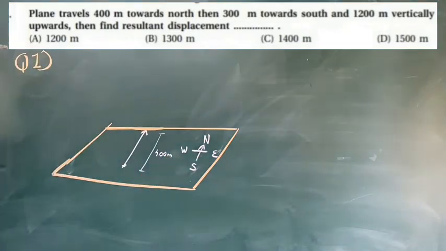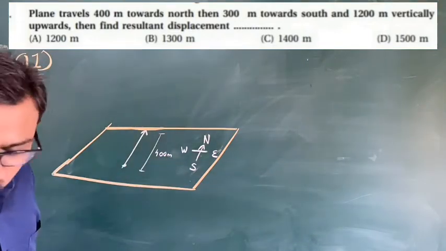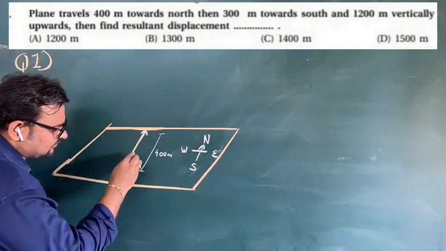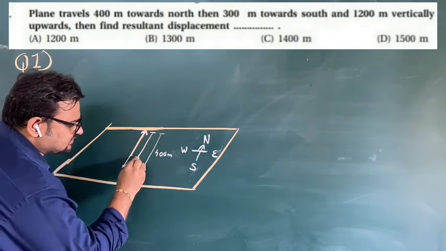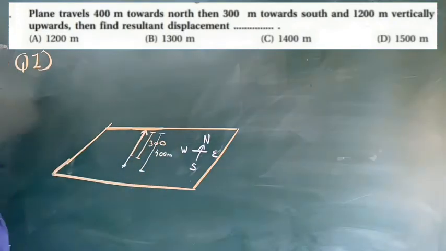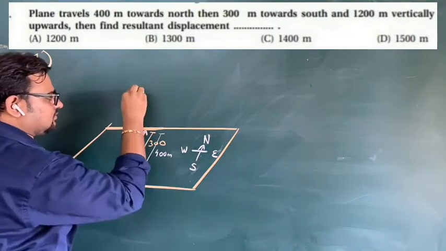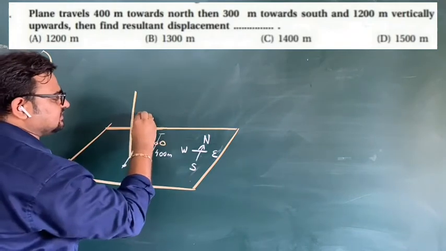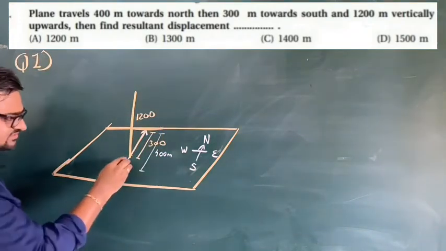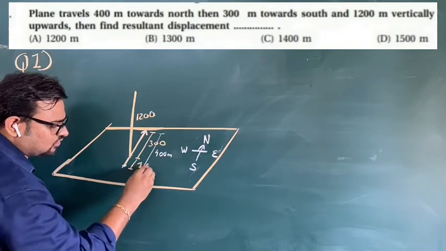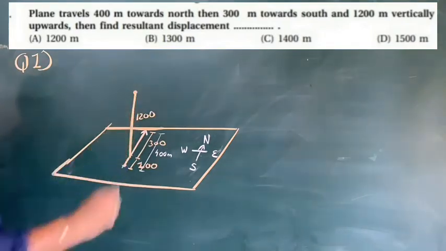Then it is traveling 300 meters south, so from here coming back in this way. So this distance is 300 meters. Clear? And then it is moving 1200 meters up, upward this way, and this distance is 1200 meters. The remaining distance is 400 minus 300, which is equal to 100, and this is 1200 meters.